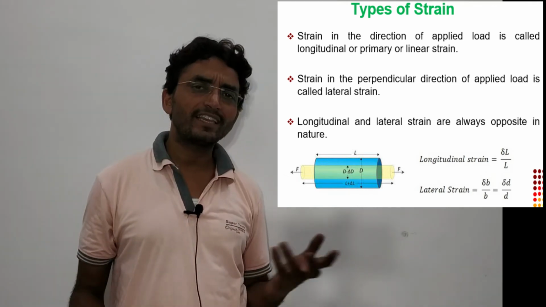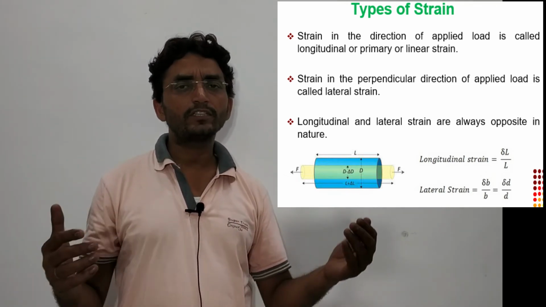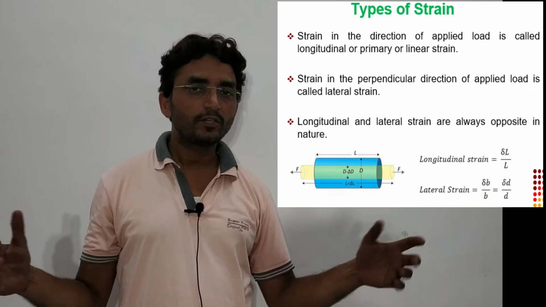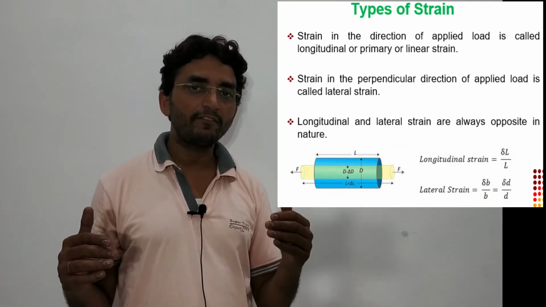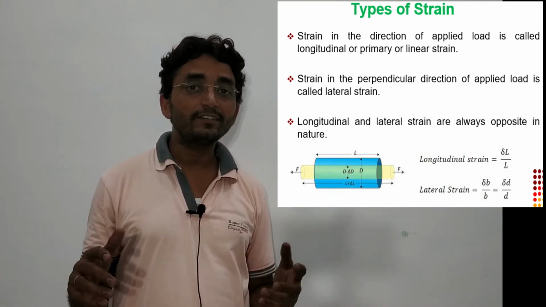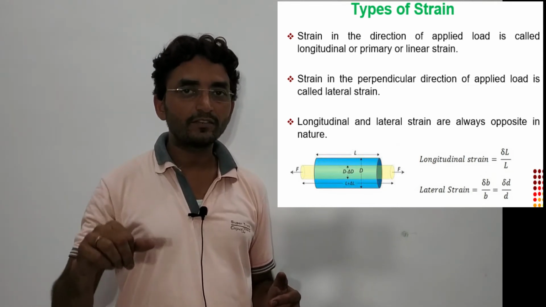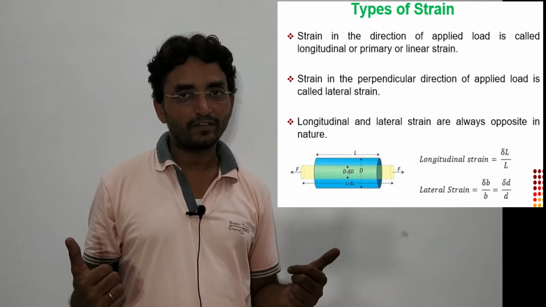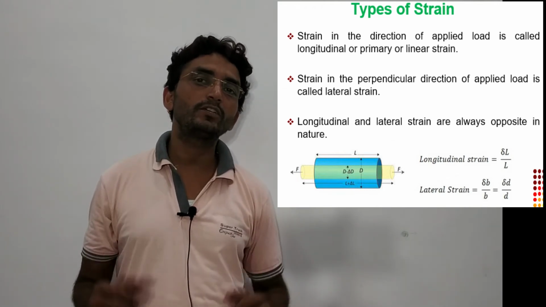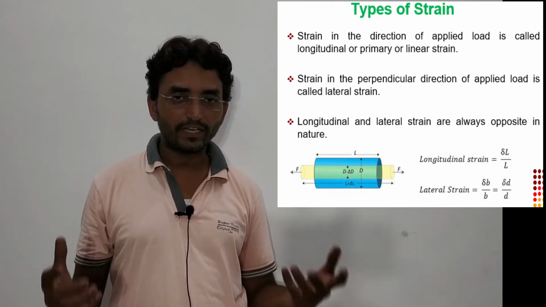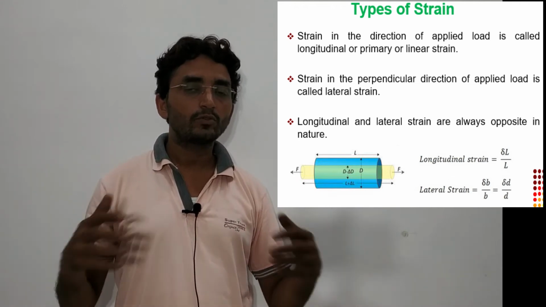If a cuboid has length, breadth and height and the force is applying in the direction of L, so del L upon L will be the longitudinal strain, and del B upon B and del H upon H will be the lateral strain. So if a cuboid is subjected to a tensile force in the direction of force, one longitudinal strain is developed but two lateral strains are developed.